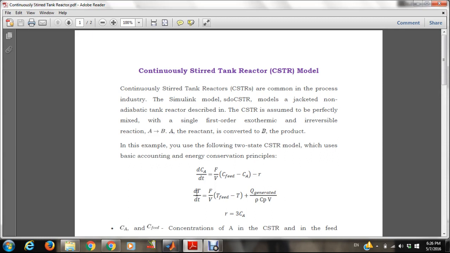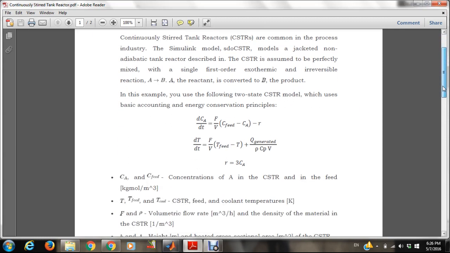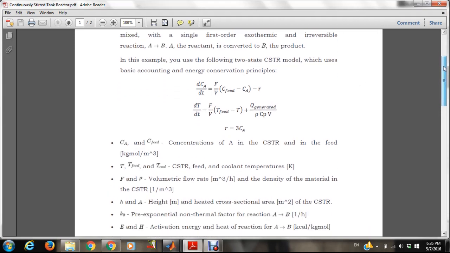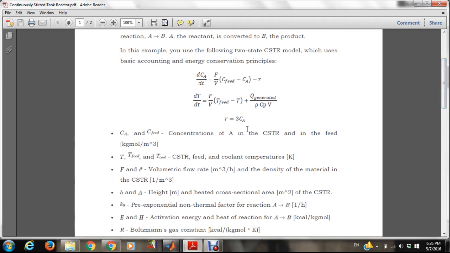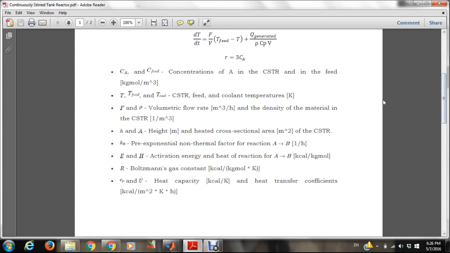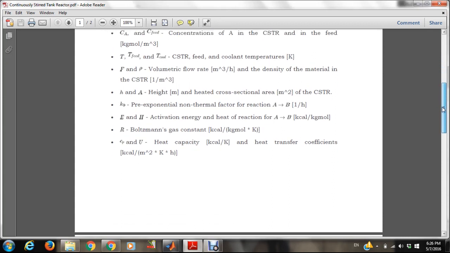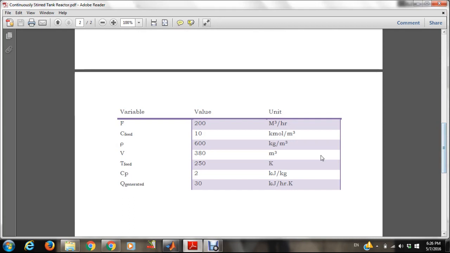Over here we have two equations developed from the material balance: dCA over dt, where CA stands for the concentration of reactant A, as well as the second equation, dT over dt, the change in temperature over time. The reaction rate equation is equal to 3CA, and over here we have general information about the components we have and the variables. Moreover, information about the values of the variables is very important for the equations we're going to be using in Simulink.